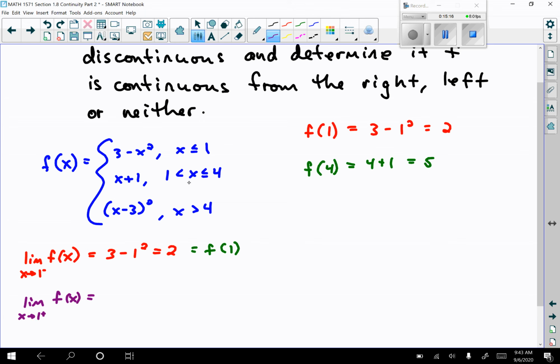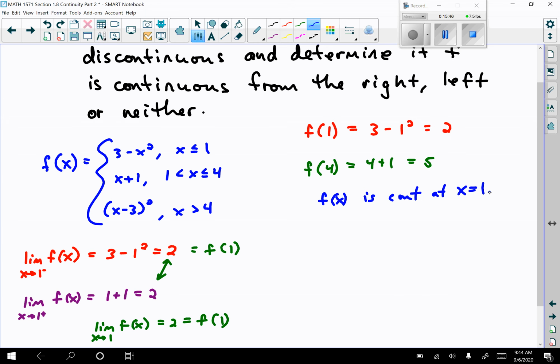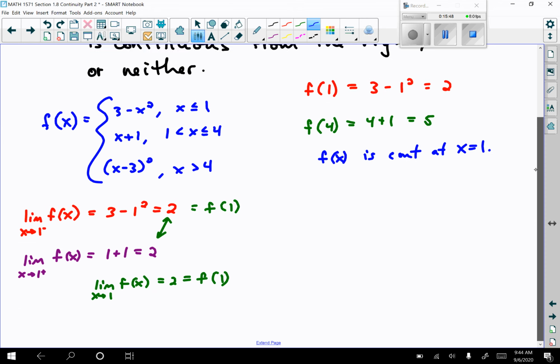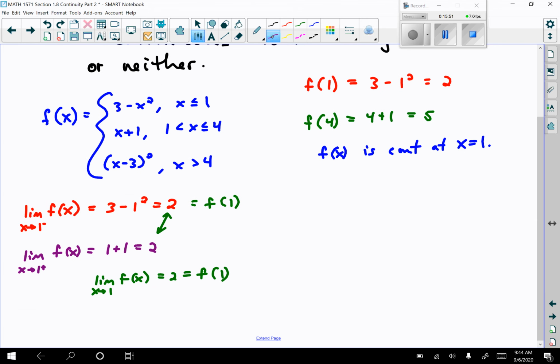So if I'm looking at 1 from the right, I'm using the middle one that's right here. So this becomes 1 plus 1, which is also equal to 2. So because these two are the same, we could say the limit of f of x as x approaches 1 is equal to 2, which is equal to f of 1. Therefore, f of x is continuous at 1. Okay, so far no discontinuity. And let's check out the limits as x approaches 4.